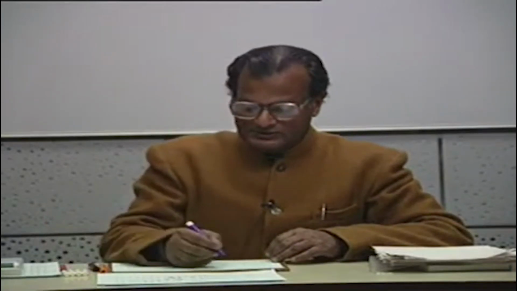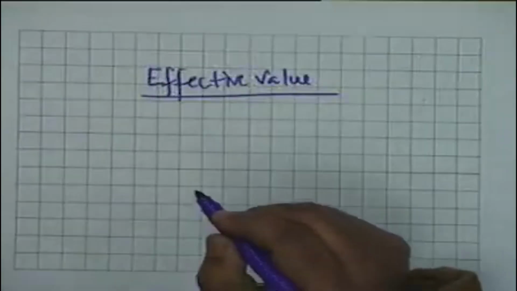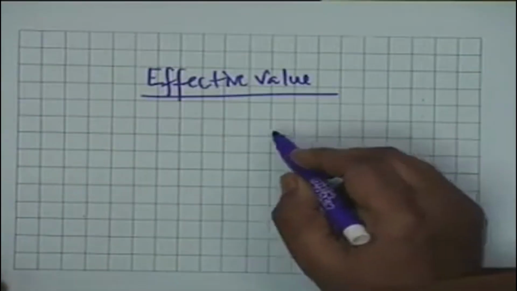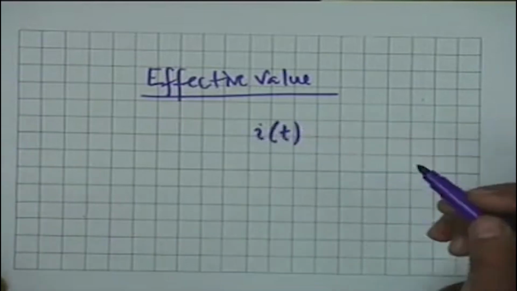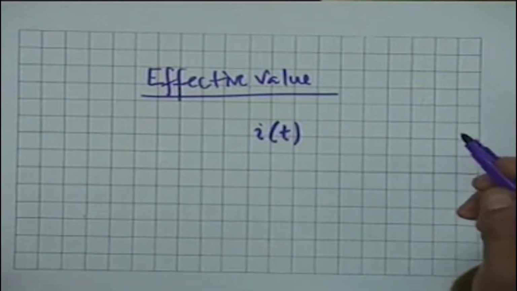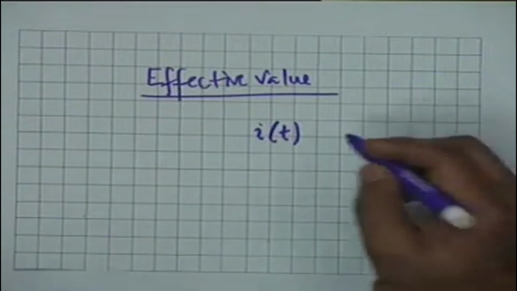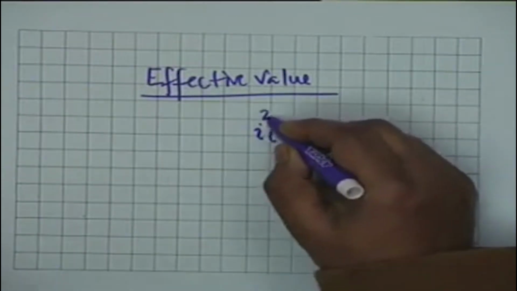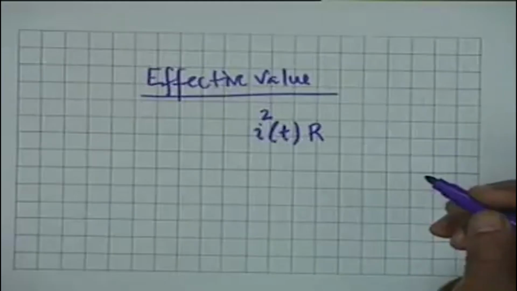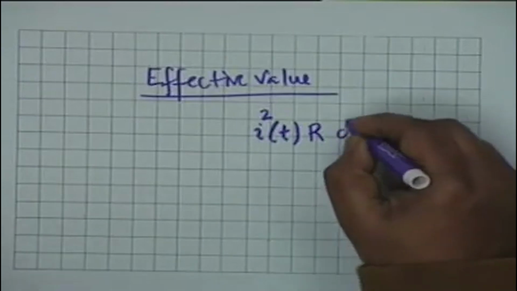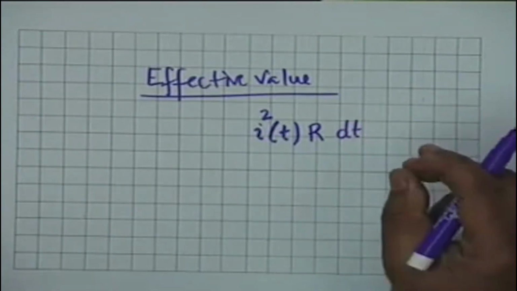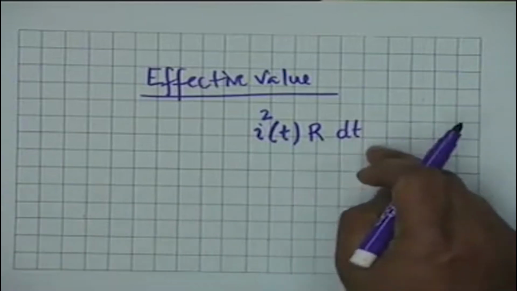Another parameter for a periodic waveform is the so called effective value, and the effective value is defined like this. Suppose we have a periodic current waveform i(t), and suppose this current passes through a resistance capital R. Then the instantaneous power dissipated in the resistor would be i squared times R, and over a small interval dt the energy dissipated would be i squared R dt.